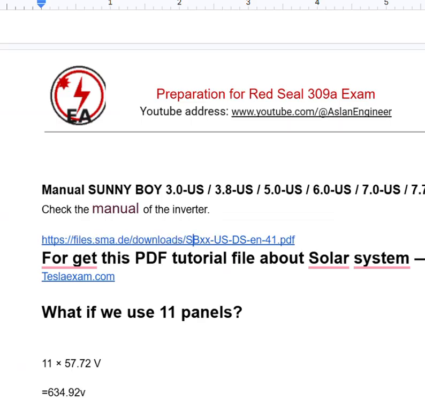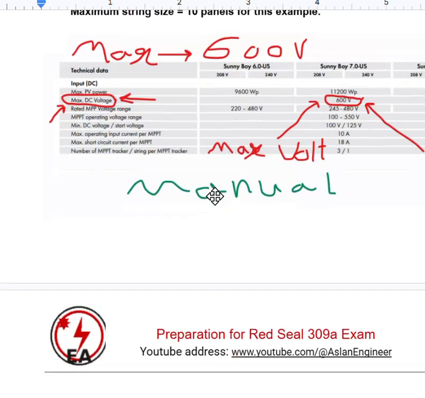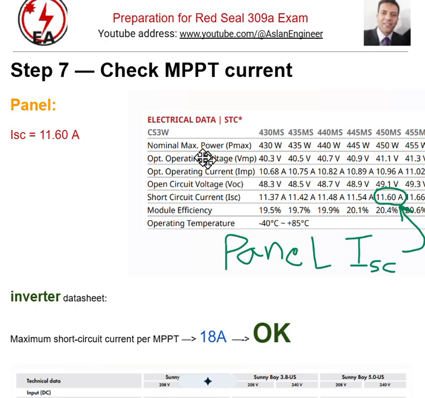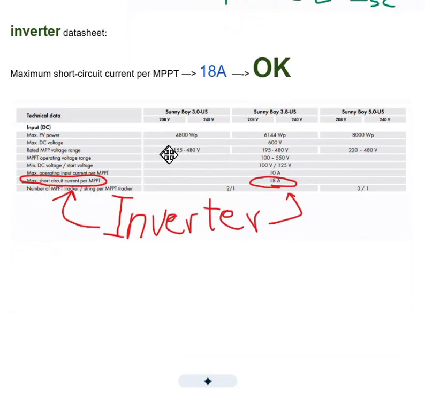So you can use them in the next steps and choose the correct information about the inverter.